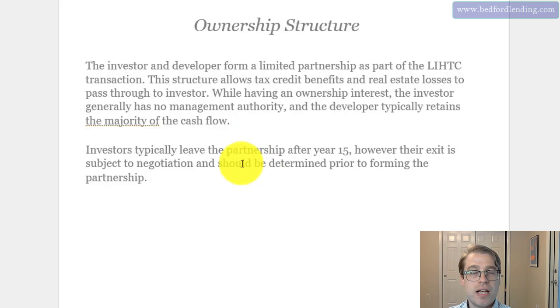Generally, as it says in the slide, the limited partner, the investor partner, is leaving after year 15. And you can Google year 15 LIHTC and see some stories of some challenging situations where the investor partner wants a large amount of money to leave or has these various stipulations involved. So when you're structuring the deal, you have to look at it not just from a dollars and cents and construction cost perspective, but from a partnership perspective, making sure that whoever you're partnering with, it's going to be an equitable relationship and a fair relationship for you.